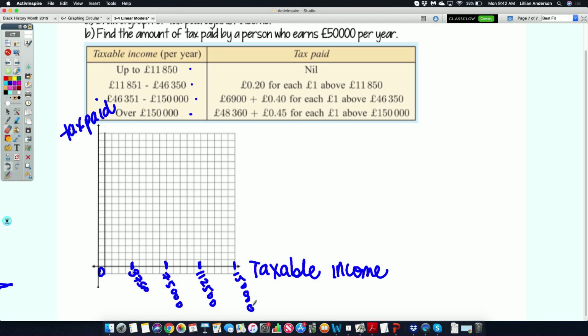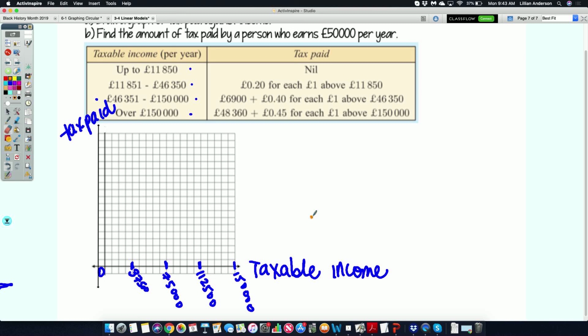All right. So we know that for the first little bit, you don't pay any taxes. If you make less than 11,850 pounds, you don't pay any taxes. But then in between that and 46,350, you pay 20 cents for each pound. So I have a question. If I'm paying 20 cents for every pound up until 46,350, then how much in taxes does somebody who makes 46,350 pay?